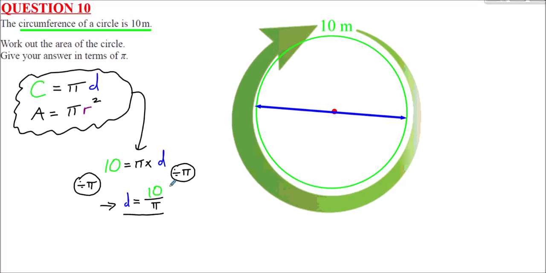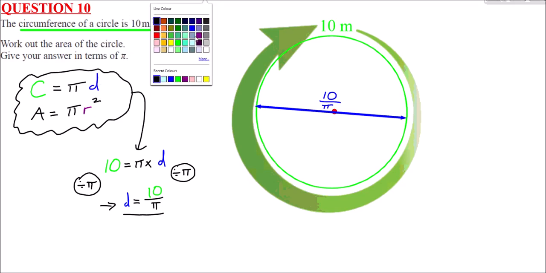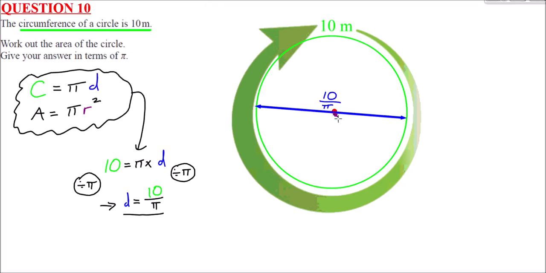So if I label this on now, diameter is 10 divided by pi. I'm wanting the area, and to get the area, I don't want the diameter, I want to work out what the radius is. Now the radius of a circle is just from the centre going to the edge. It's that length from the centre to the edge. In other words, the radius is half of the diameter.